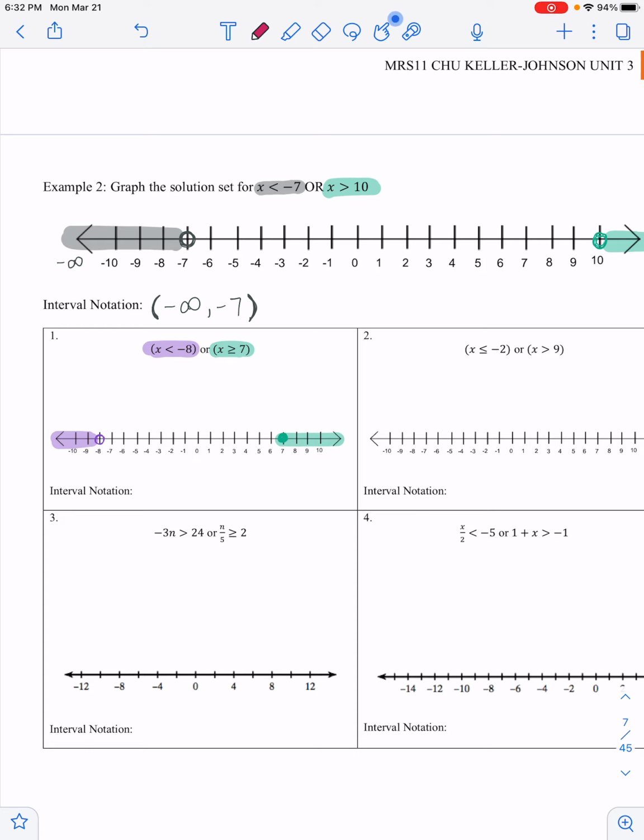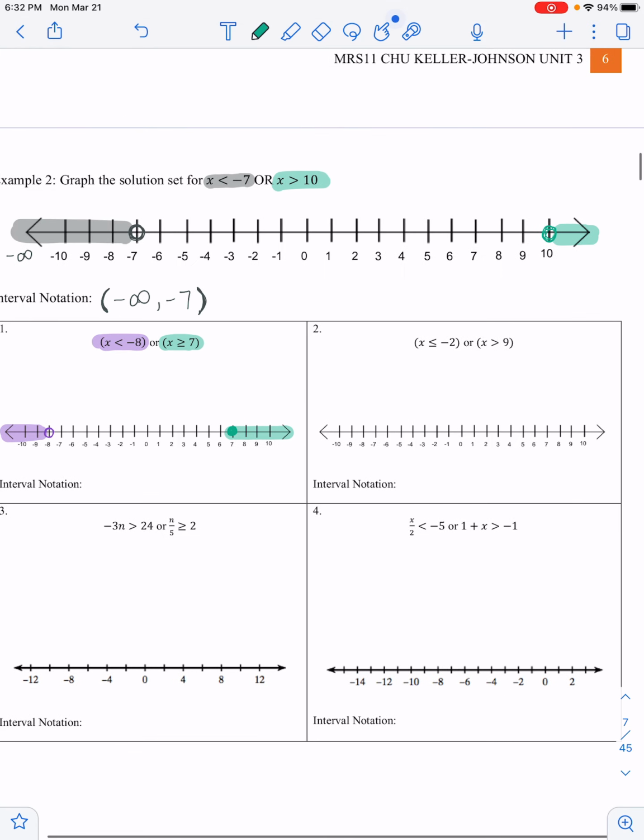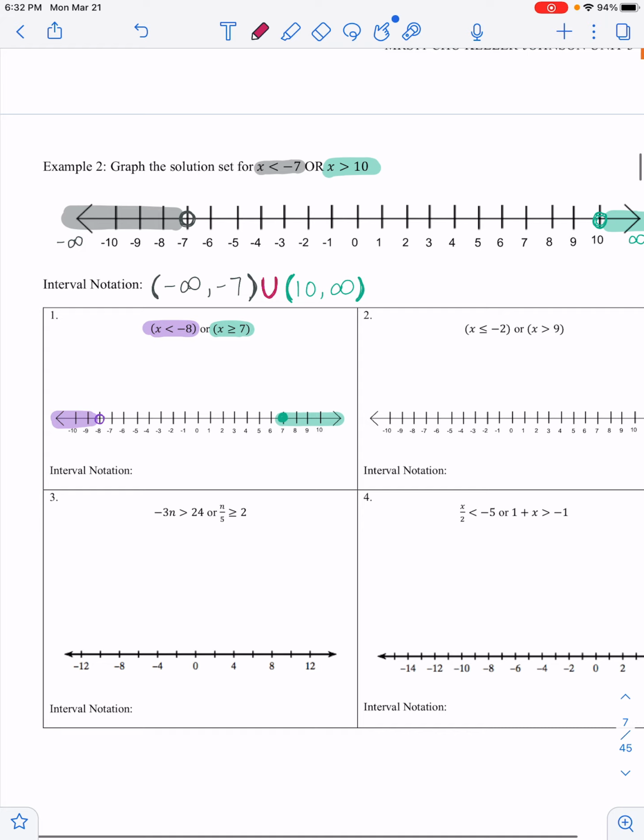Between the two, let me do the green one first. Leave a little bit of space. So the green one is going to go from 10 to infinity. 10 is an open circle, so that is a parentheses. Infinity is always parentheses. And then between the two, to write or in math language, we write a U. All right, let's see if we can do this next one.